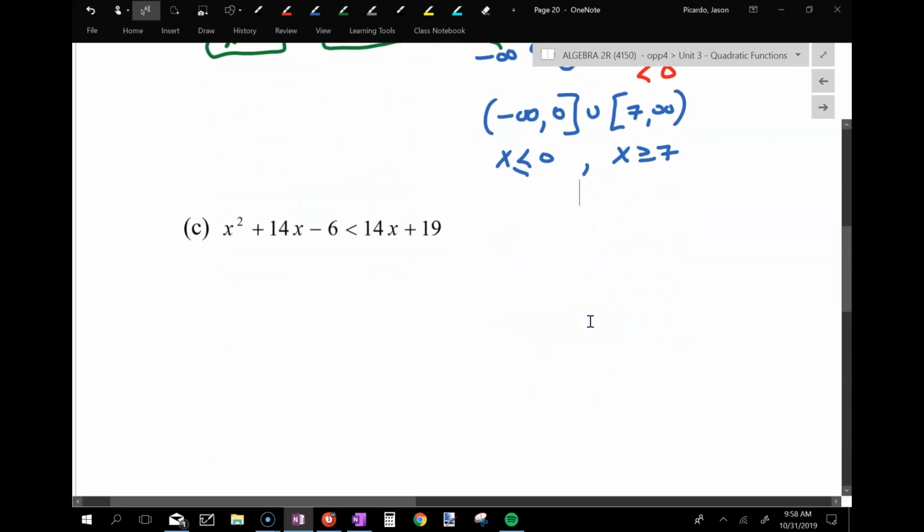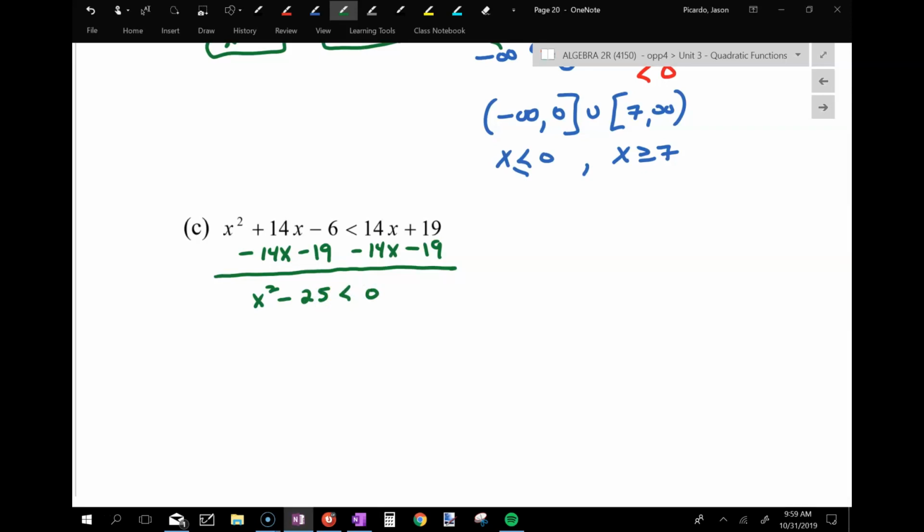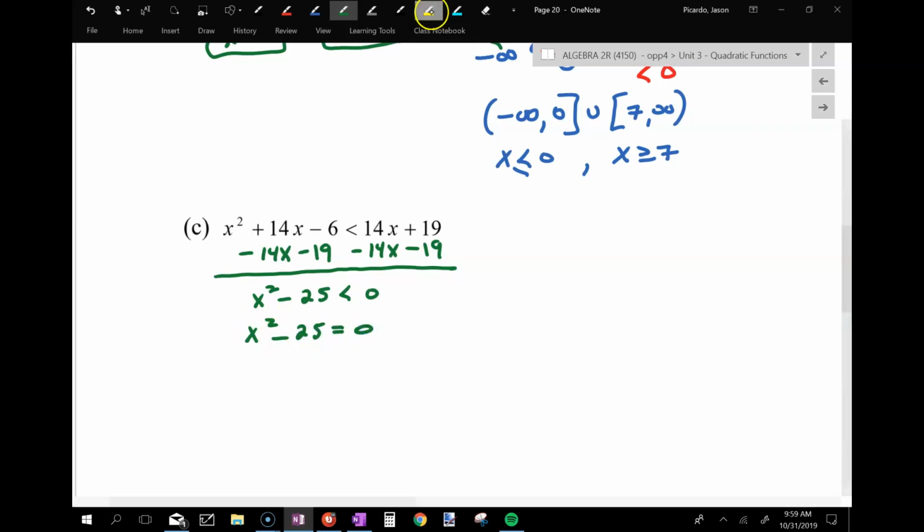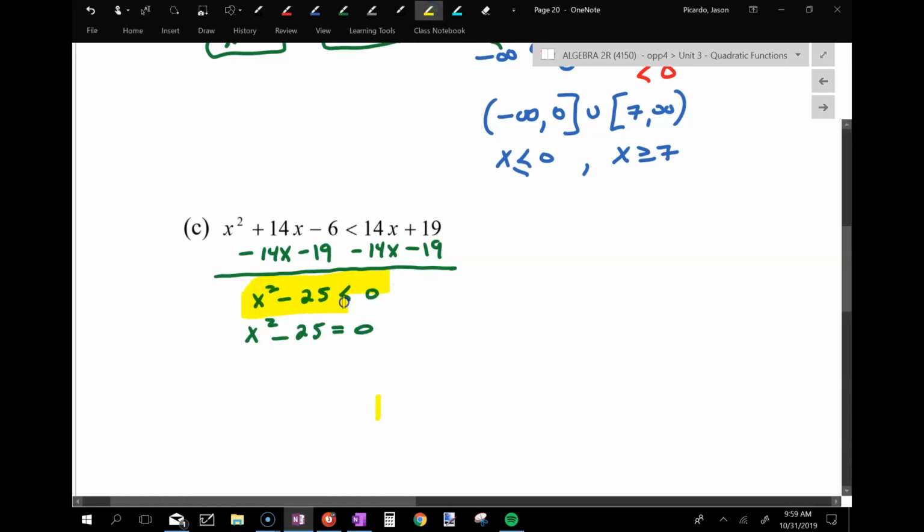Okay, what do I got to do here? Move everything to one side, move it over to the left. All right, so first step, move everything to one side. Second step, find the roots. So to find roots, I got to set this equal to 0. I know ultimately this is what I want to focus on analyzing, right? So we'll focus on analyzing that in a minute.